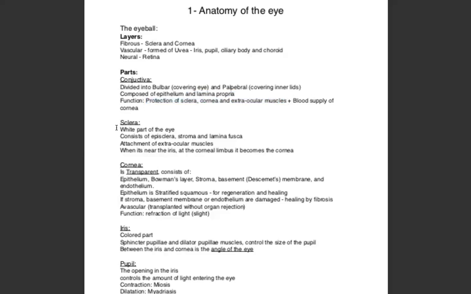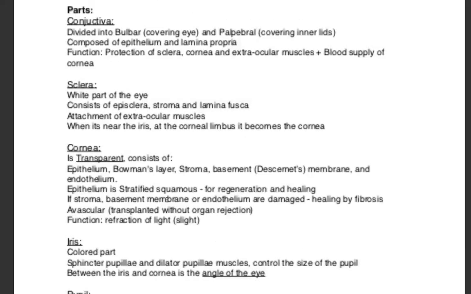Second, we have the sclera, the white part of the eye, and when you reach near the lens or near the iris it switches, it's no longer white, it becomes the cornea. The cornea is transparent and consists of a lot of different parts. There's the epithelium, which is for regeneration and healing, and if you hit the stroma or the basement membrane or the endothelium or any of these, it will heal by fibrosis and not be clear anymore. Again, it has to be transparent to be normal, okay?